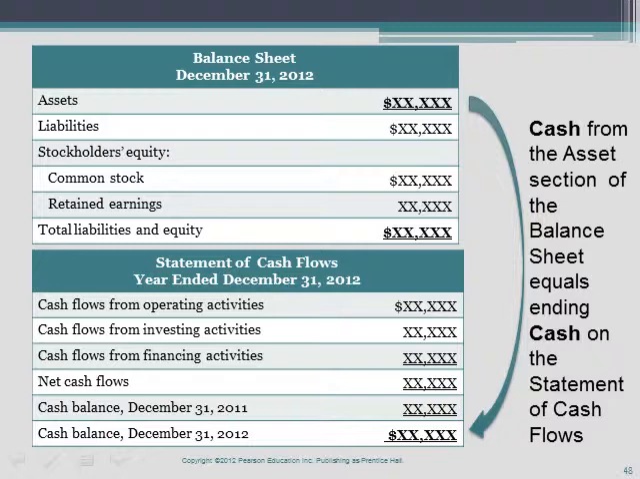Here we see that the cash balance in the assets section of the balance sheet matches the ending cash balance in the statement of cash flows. And so again, we simply are making the point with these slides that these financial statements are interconnected with one another.